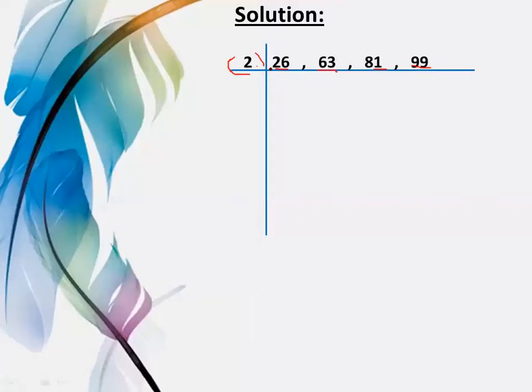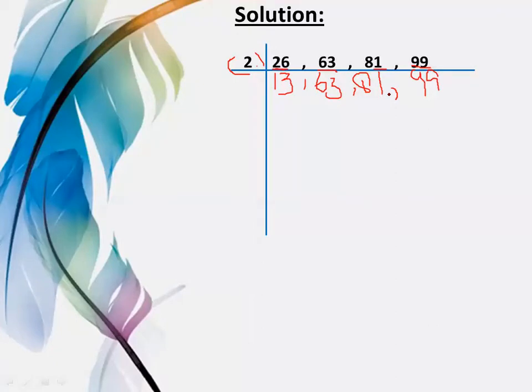Now we will divide this 26 by 2. 2 into 1 is 2 and 2 into 3 will become 6. Now what about these numbers? 63 cannot be divided by 2, so we will copy it down as it is. Then we copy 81 again, and then 99 again, because these numbers cannot be divided by 2. Only one number is divisible by 2. If you look at these numbers carefully, none of them can be divided by 2 any more.